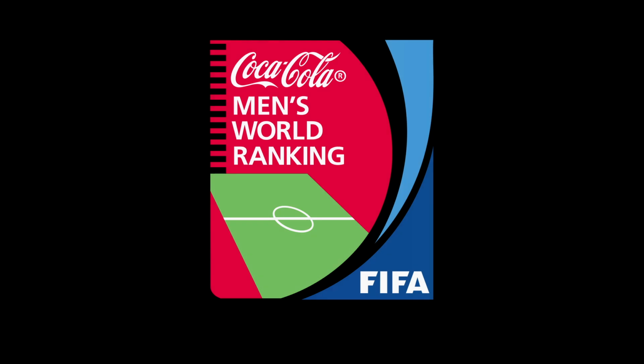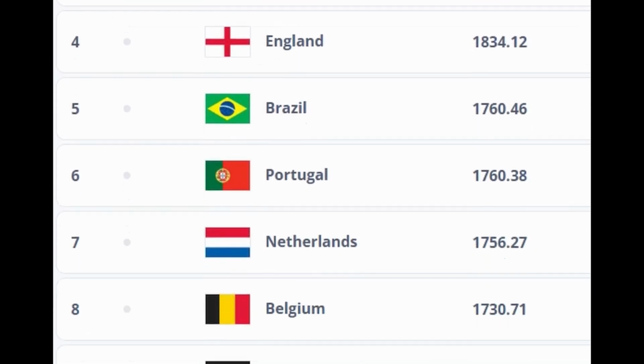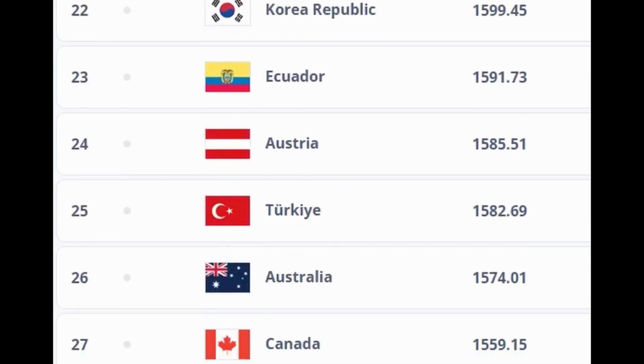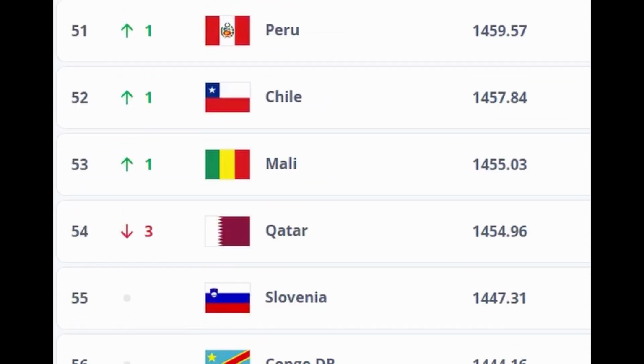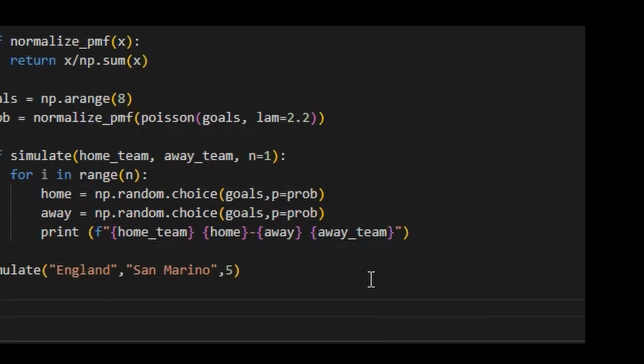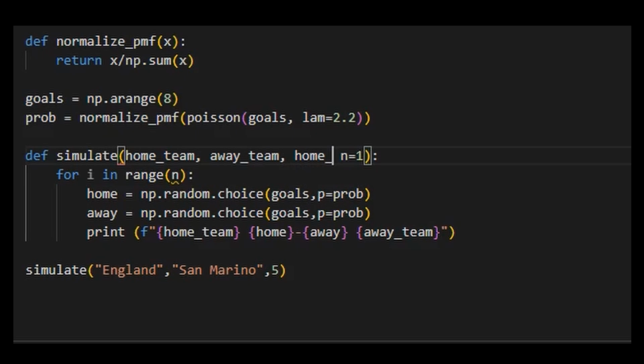To address this issue, we introduce a simple heuristic to estimate relative team strength. We use FIFA ranking points as a proxy for team quality. While imperfect and not fully representative of true team strength, they provide a reasonable first approximation. We now introduce 3 additional inputs: the home team's points, the away team's points, and the strength factor.